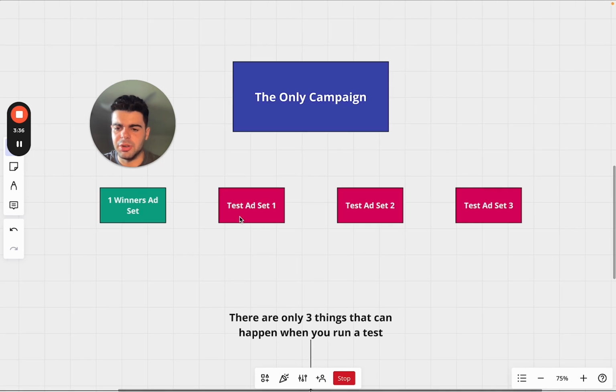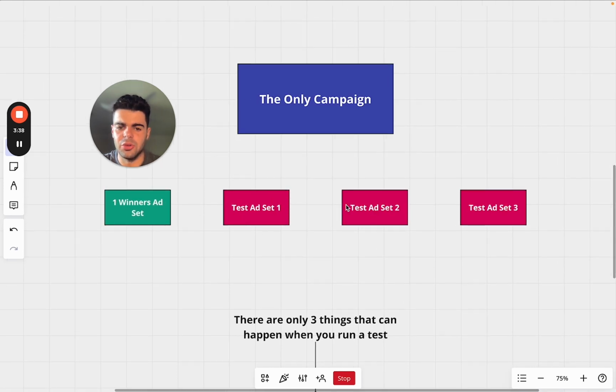Now, a lot of you are probably thinking, well, when I launch these other ad sets, all of the budget's going to go to the winning ads almost every time. Like these ones don't get a lot of spend.